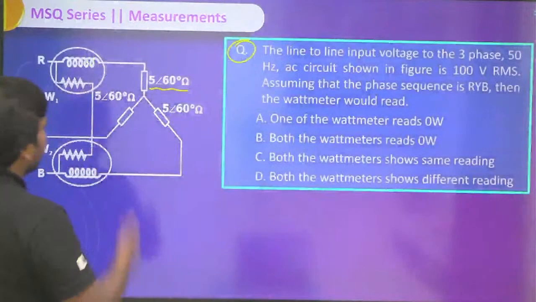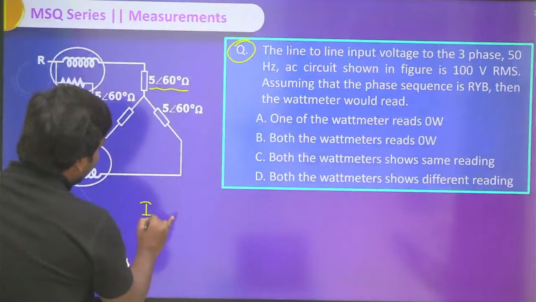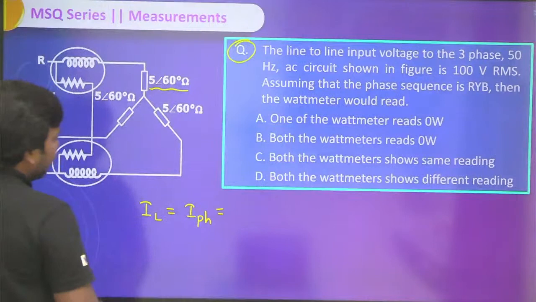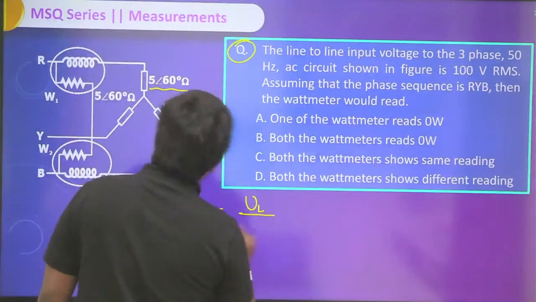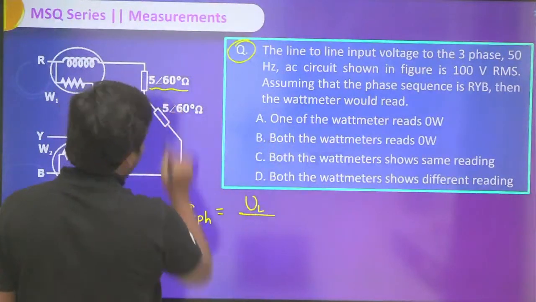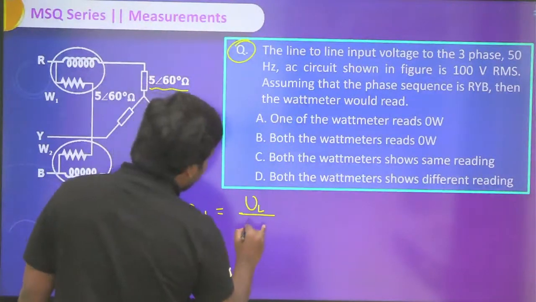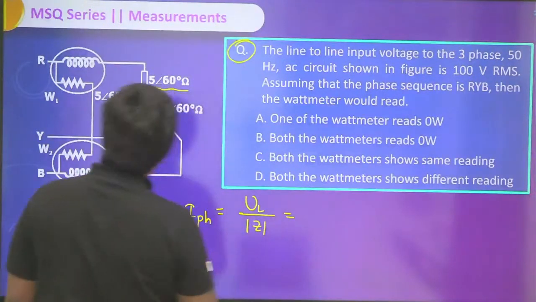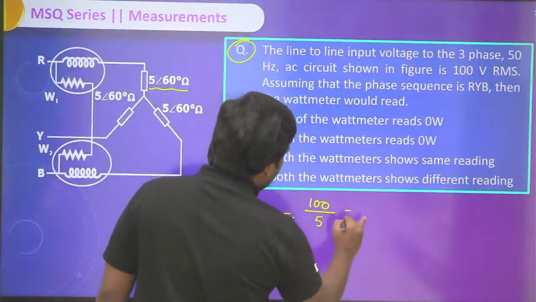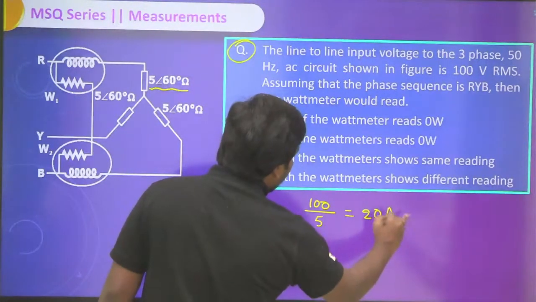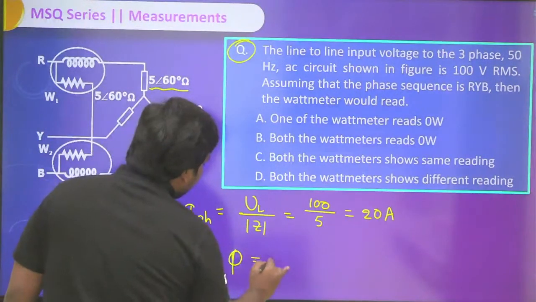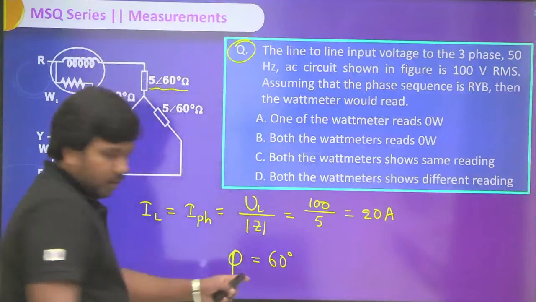So therefore, now look at that. What is the RMS value of the line current here? Because it is a star network, line current and phase current are both the same, which is equal to line voltage divided by the impedance. The line voltage is given as 100 volt, so divided by 5. Yes, the magnitude of impedance, because you need the RMS value of the current here. So it could be written as 100 divided by 5, which is equal to 20 ampere, the RMS value of the current. And the value of phi is given clearly as 60 degrees, right? Phi is equal to 60 degrees.